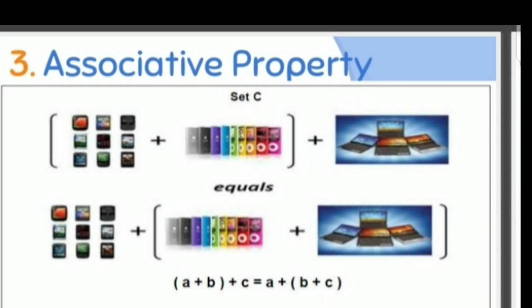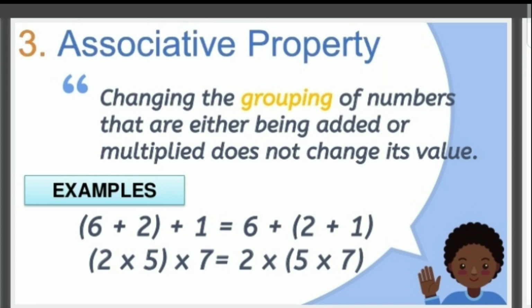What is it trying to say? Associative property: changing the grouping of numbers. How is the grouping of numbers done here? The way you are grouping the numbers is considered the associative property, that is (a plus b) plus c, so a plus (b plus c). See here, (6 plus 2) plus 1, otherwise 6 plus (2 plus 1) here.